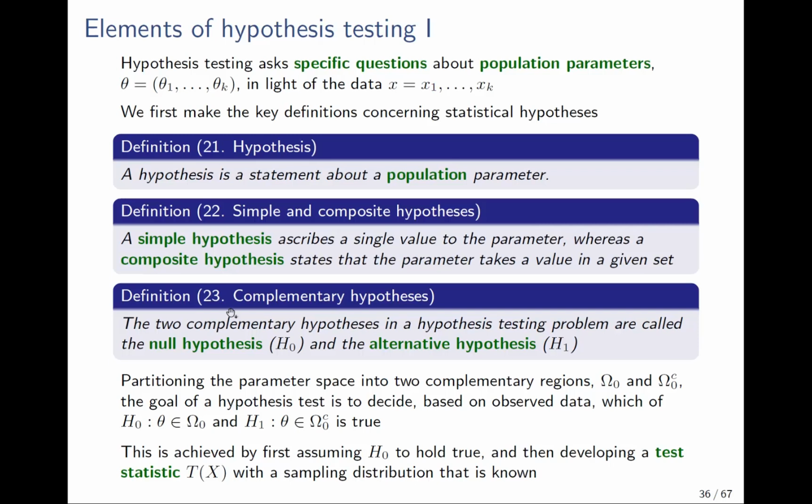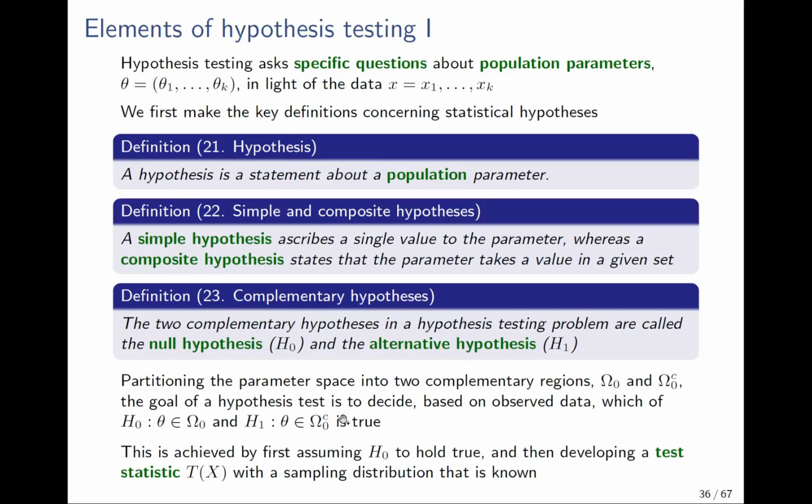And when we're testing hypotheses, another important distinction is between complementary hypotheses in a hypothesis testing problem. So we define what we call the null hypothesis and the alternative hypothesis. These are complements to one another. In hypothesis testing, we partition the sample space into two complementary regions, omega subscript naught and omega subscript naught c, the complement of omega naught. The goal of a hypothesis test is to decide, based on the observed data, which of these is true. Does the parameter lie in omega naught, or does it lie in the complement of omega naught?